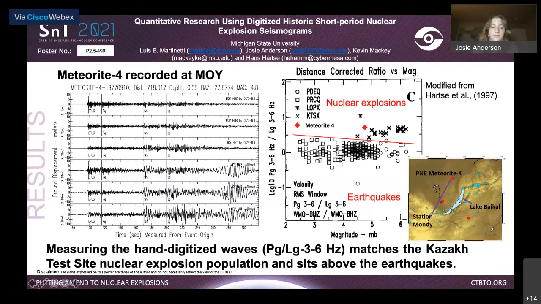The next figure shows an example of a discrimination study with Mondi used as a data point with a high frequency band of 3 to 6 Hertz. As we can see, the data point does fall within the range of explosions, thus proving our digitization technique and analysis methods are viable. Thank you so much, and I welcome any questions you have.